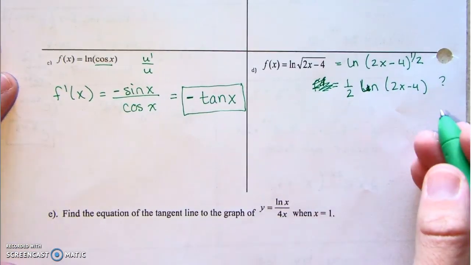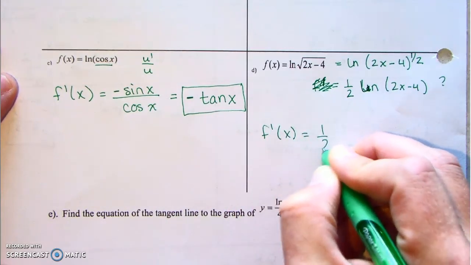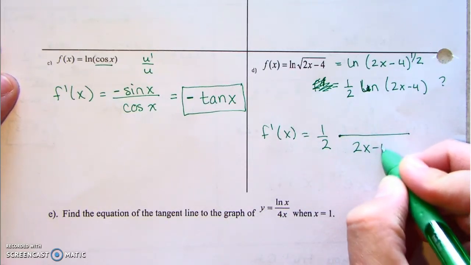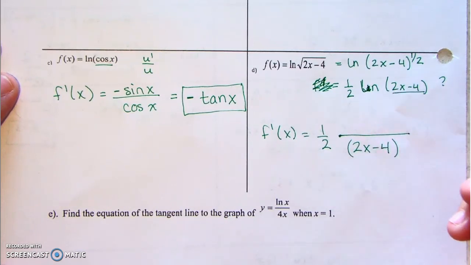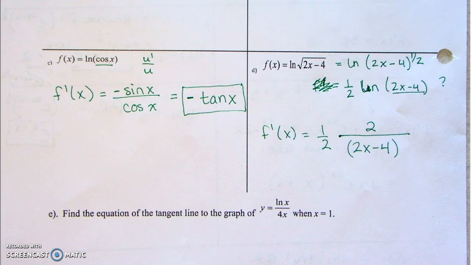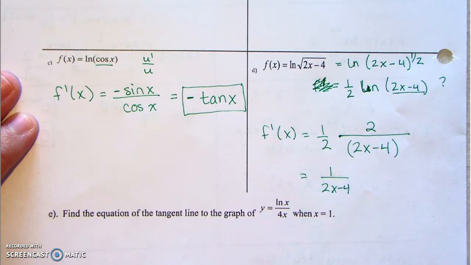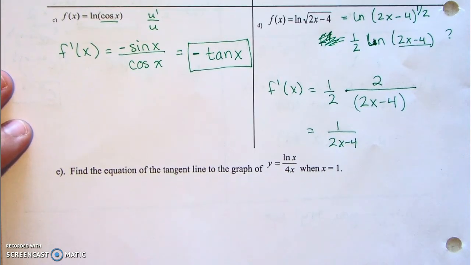Now, I haven't taken the derivative yet, so let's do that. First of all, I have a 1/2 here, and then U prime over U. So there's U in the denominator, and U prime. What's the derivative of 2x minus 4? Just a 2. And what do you notice about the 1/2 and the 2? They're going to divide out, and so we have 1 over 2x minus 4. So derivatives of ln and e are a little bit simpler than the product, quotient and chain rule.